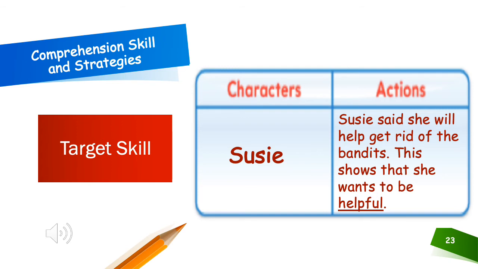So let's look at Susie from the story Susie and the Bandits. Let's look at Susie's actions. Susie said she will help get rid of the bandits. This tells me that she wants to be helpful. So I would describe her as a helpful character.